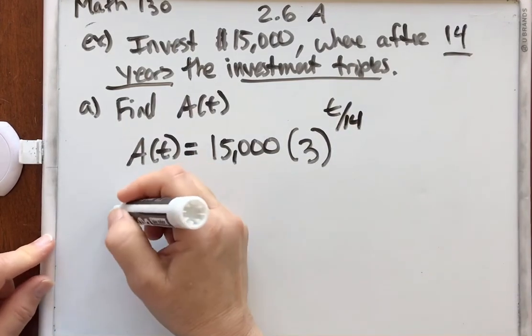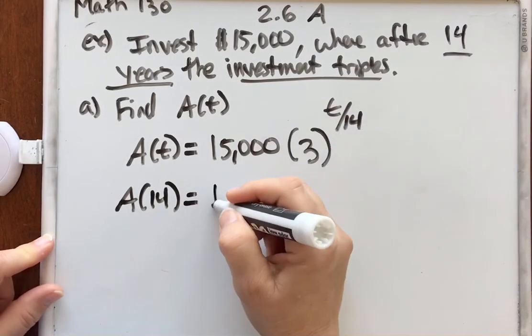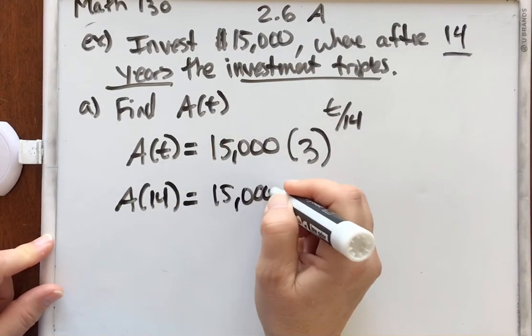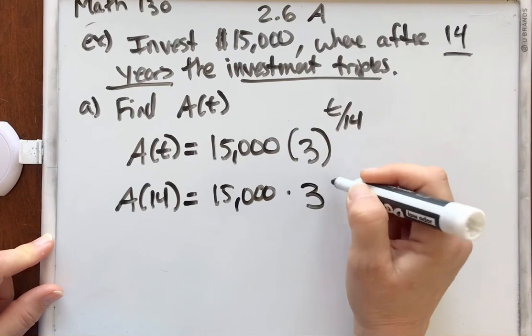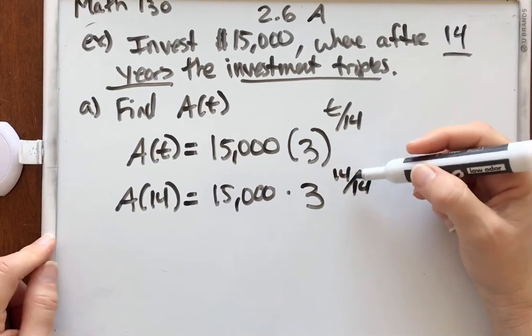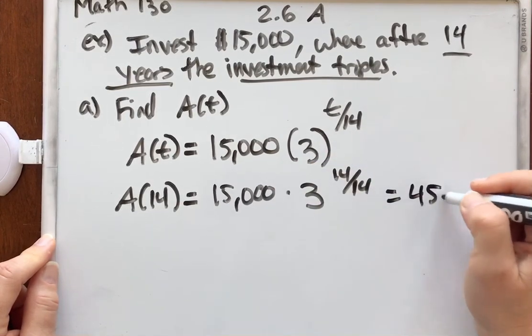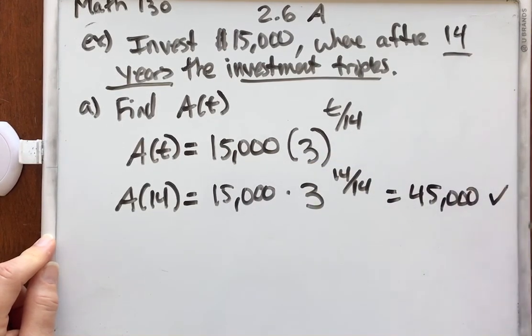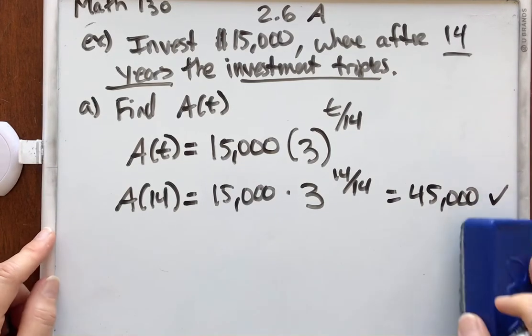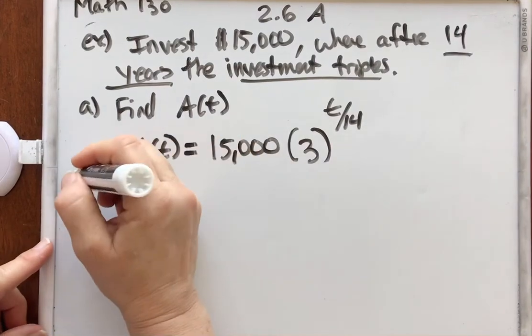Now, we can test this out because I always like to test formulas. We're going to put 14 in there and see if, in fact, it triples. What is 14 over 14? Well, it's 1, right? So we're going to have 3 times 15, which is 45, therefore it triples. So that works really well. Okay, so we're going to keep that formula and go on to letter B.